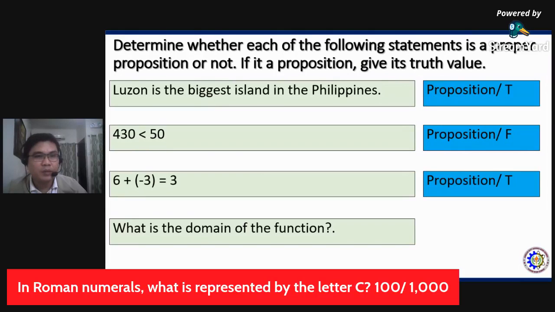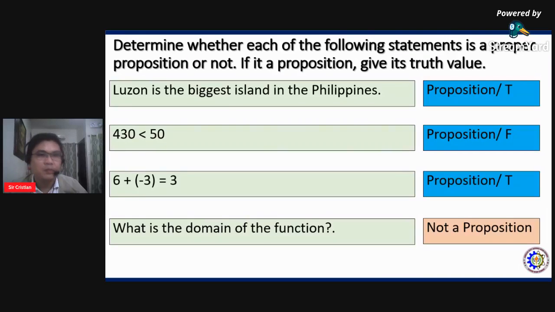So what is the domain of the function? That's the given statement. Is it a proposition? The answer, it is not a proposition. Why is that so? Because the given statement is not a declarative sentence. Remember, there are two conditions for it to be a proposition. The first one, it should be a declarative sentence. Since the given statement, what is the domain of the function, is an interrogative or question form statement, that makes it not a proposition.